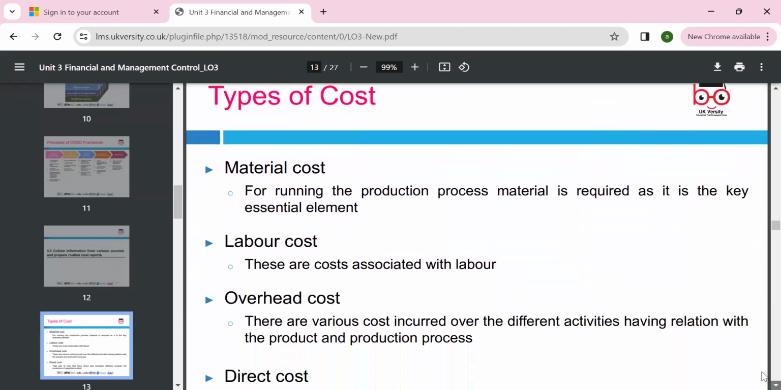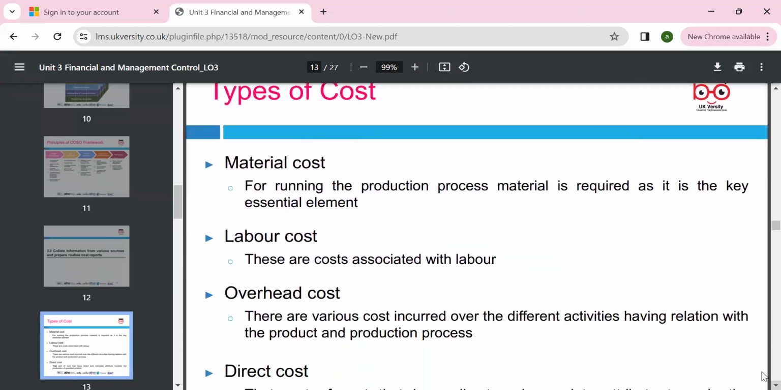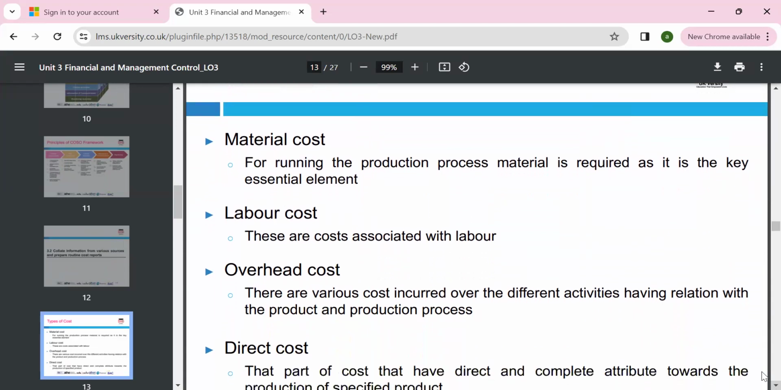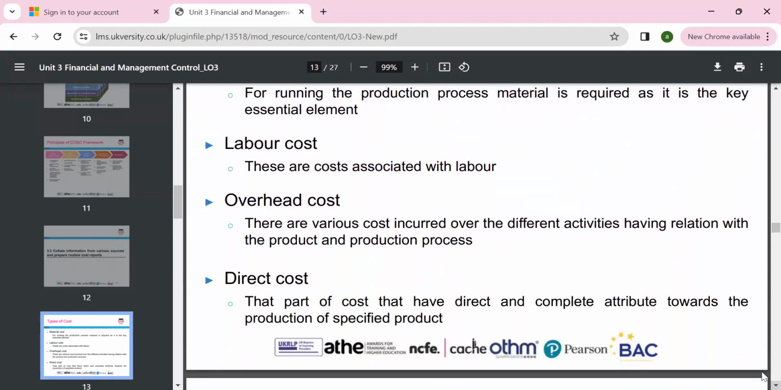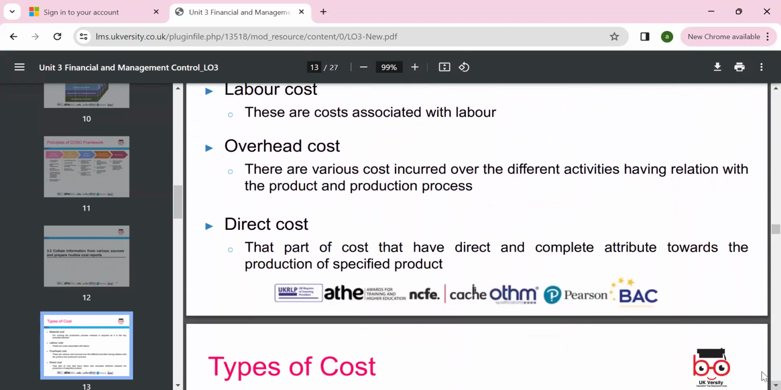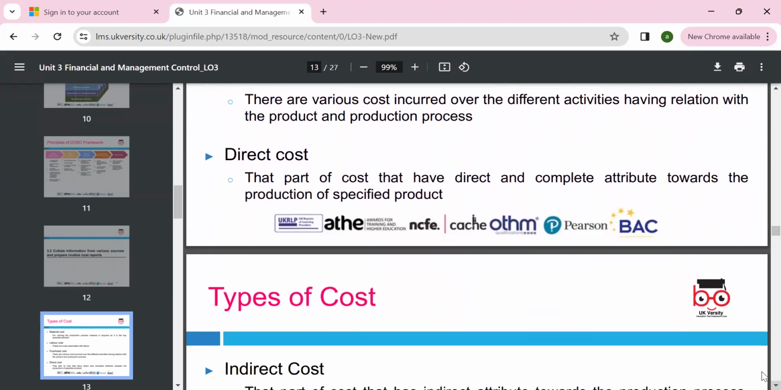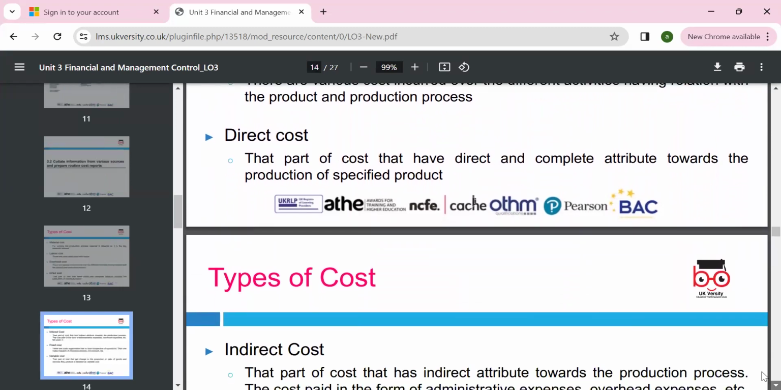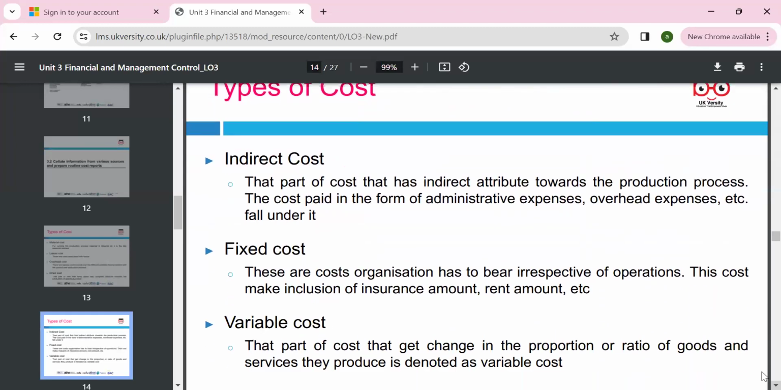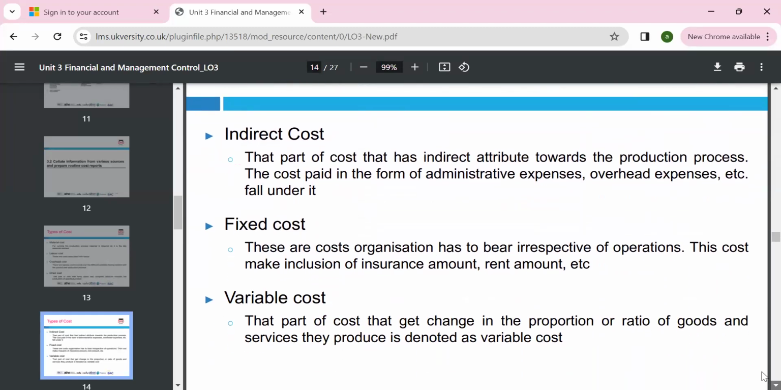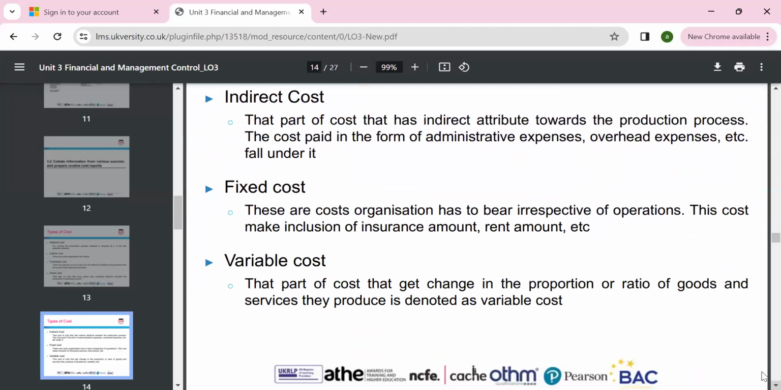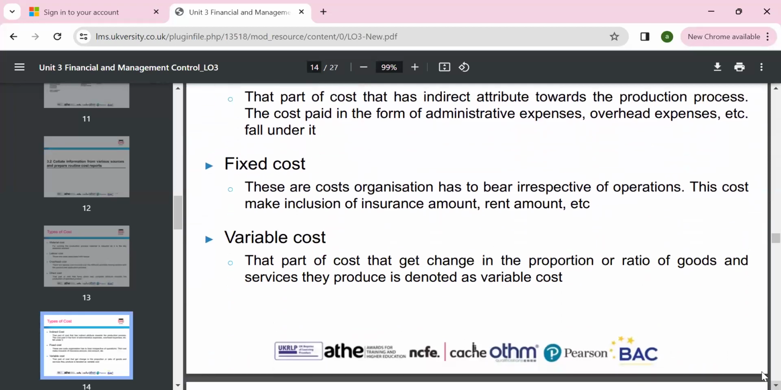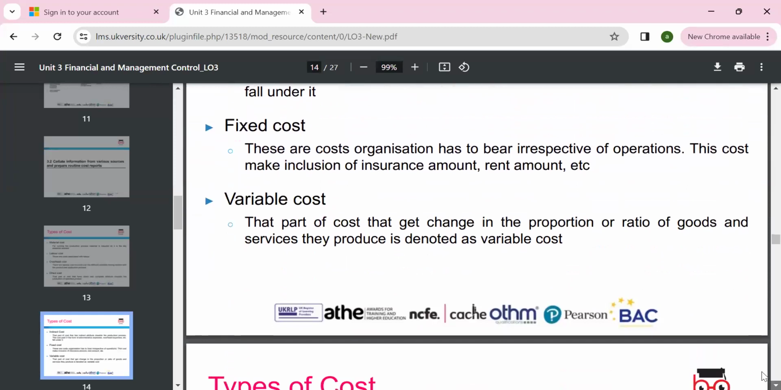Okay, so the types of cost which we can look around: the material cost, the cost of the material required to use; labor cost, which can be direct or indirect labor associated; overhead cost, which is indirectly related to the product or service; and direct cost, which consists of direct labor and direct material. Indirect cost is overhead, or indirectly involved, like administrative overhead expenses. Fixed cost is the cost which stays the same whether activity happens or not. Variable cost is the cost that changes with the level of output.